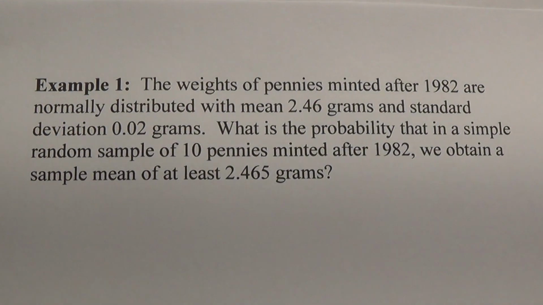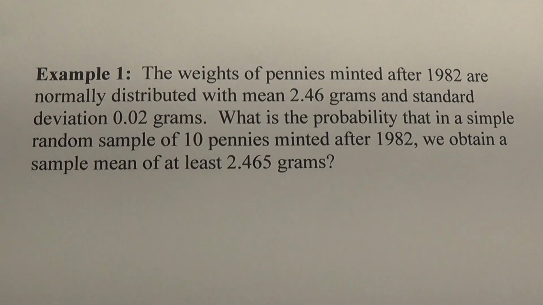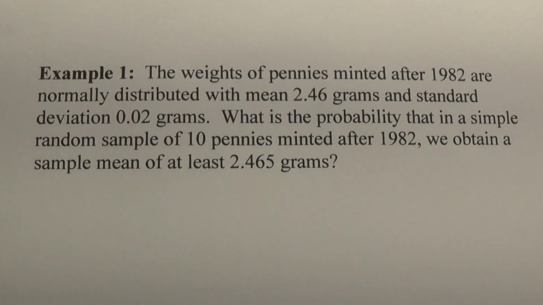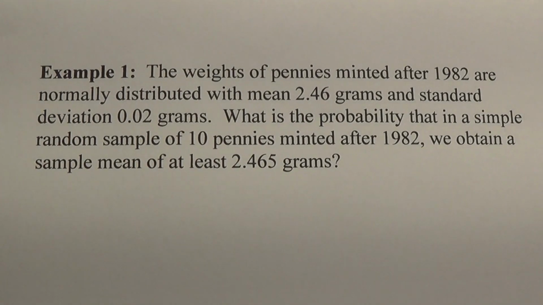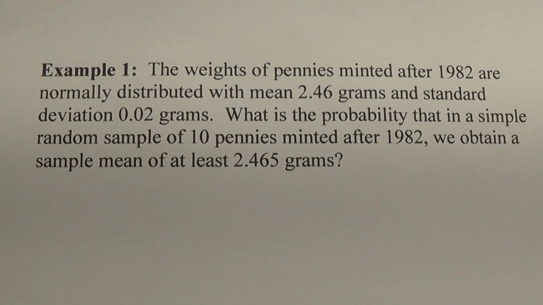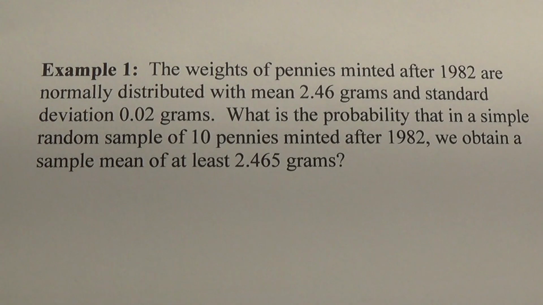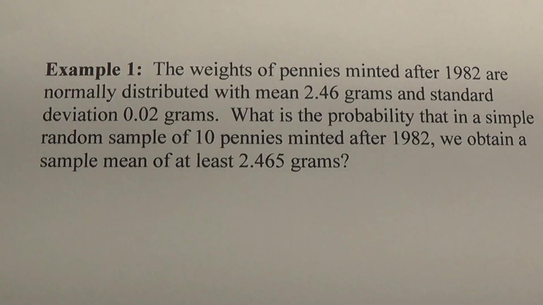The weight of pennies minted after 1982 are normally distributed with mean 2.46 grams and standard deviation of 0.02 grams. What is the probability that in a simple random sample of 10 pennies minted after 1982, we obtain a sample mean of at least 2.465 grams?